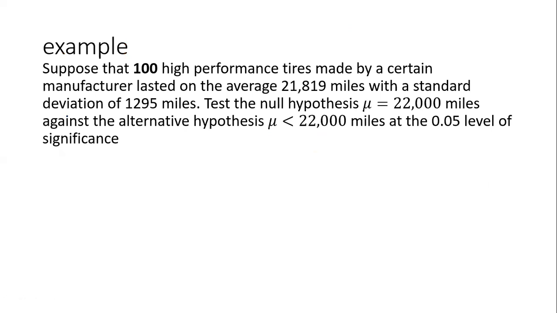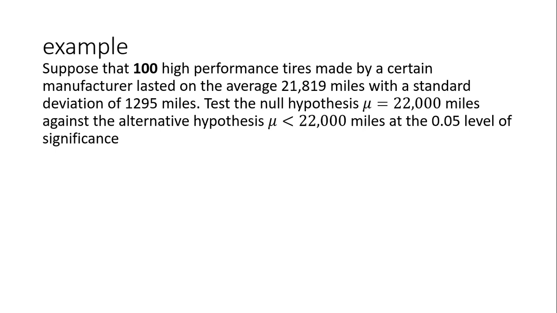Here is an example. Suppose that you have 100 high performance tires made by a certain manufacturer that last on average 21,819 miles with a standard deviation of 1,295 miles. Test the null hypothesis that mu is equal to 22,000 miles against the alternative that mu is less than 22,000 at alpha of 0.05 level of significance. First of all, you need to know the sample size, n is 100.